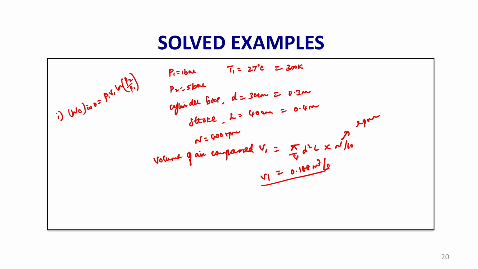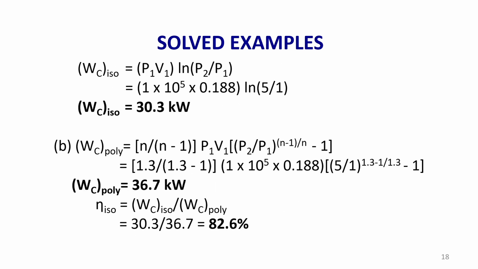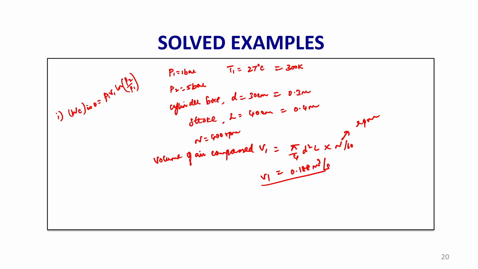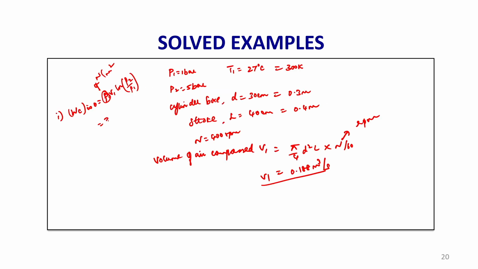Whenever there is a pressure ratio, you can substitute in any unit, whether bar or kilopascal or Newton per meter square. But here P1 should be substituted in Newton per meter square. If you calculate the work done, the first process we have been asked to calculate is isothermal. Substitute the values, you get 30.3 kilowatt. This is the work of compression for an isothermal process.